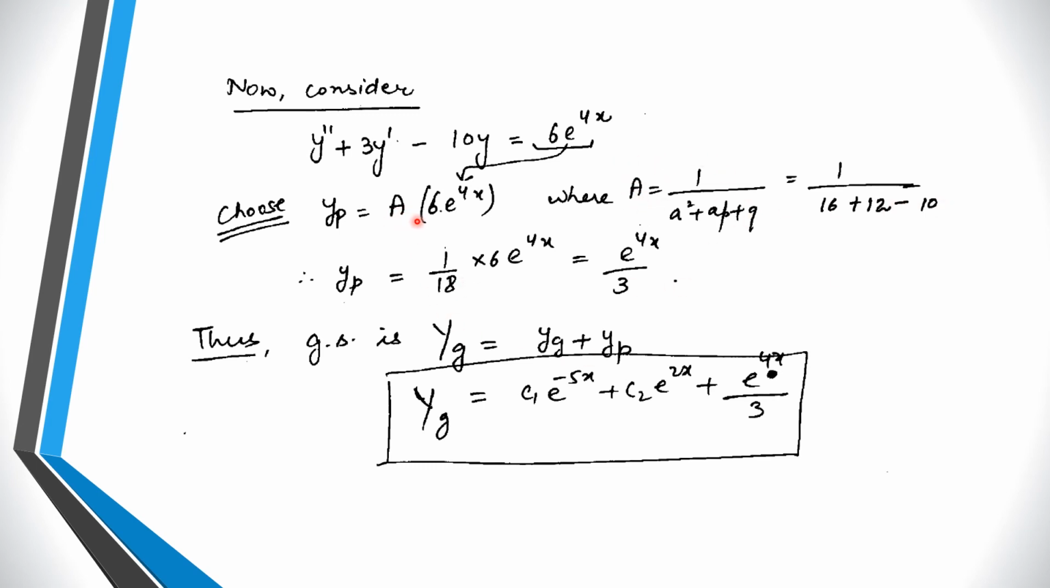Now you substitute over here. This will be cancelled out. So you have e to the power 4x by 3. This is your yp. So the general solution is yg plus yp. What is yg? yg is the general solution of the homogeneous differential equation, that is c1 e to the power minus 5x plus c2 e to the power 2x. Now you add yp over here, and this is e to the power 4x by 3. So this is the general solution of the non-homogeneous second order linear differential equation.